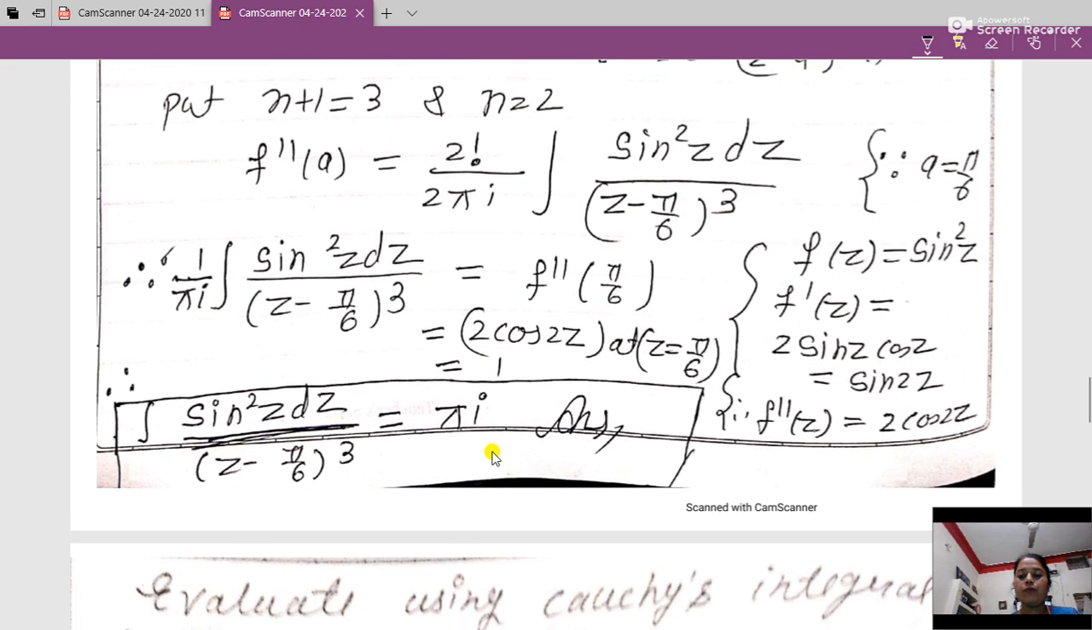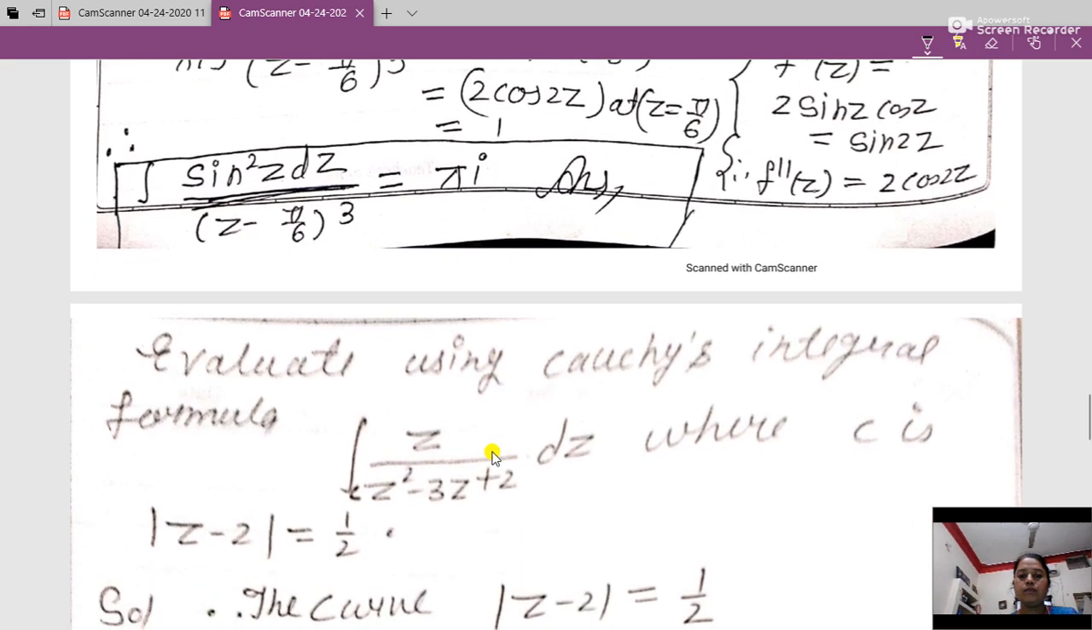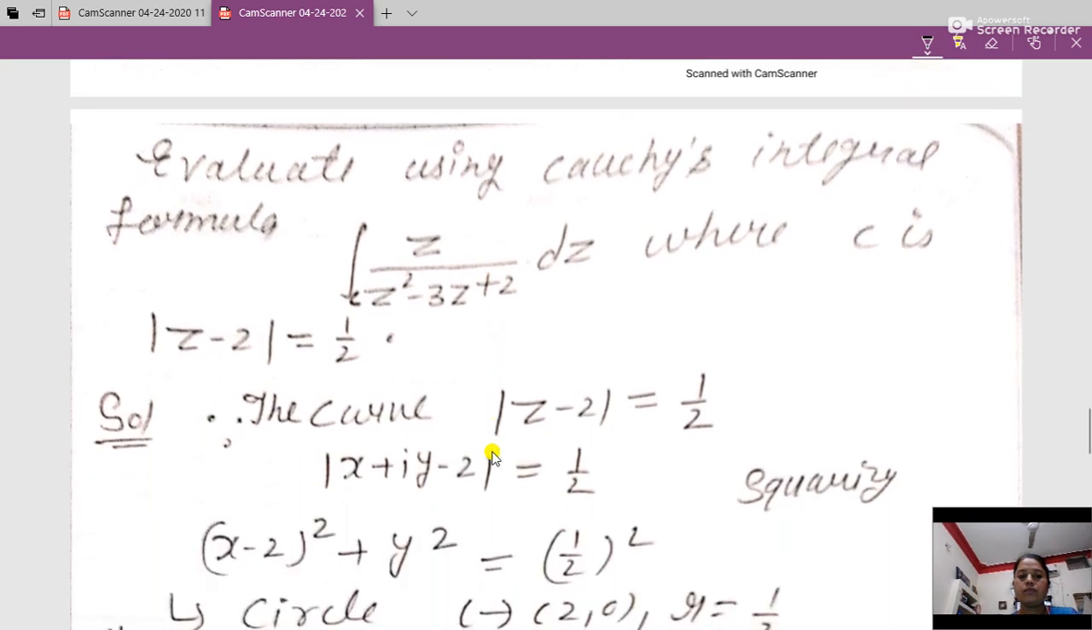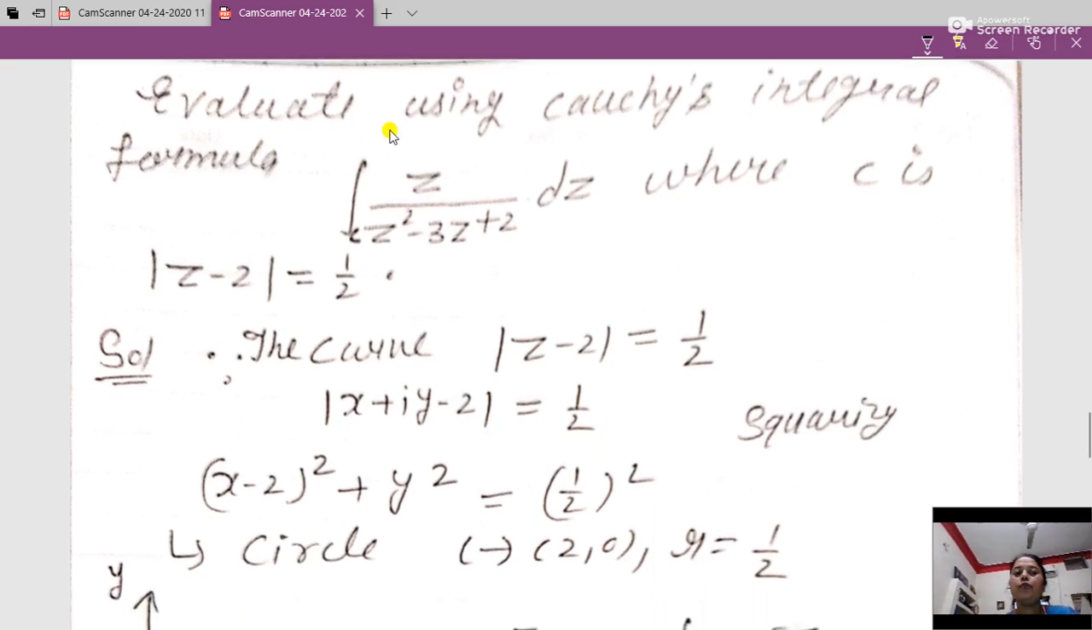Next, we will solve one more question based on Cauchy's integral formula. So we have to evaluate this integration along the curve C, where curve C is the circle mod z minus 2 is equal to 1 by 2, and the integration is the integral along the curve C of z upon z square minus 3z plus 2 dz.